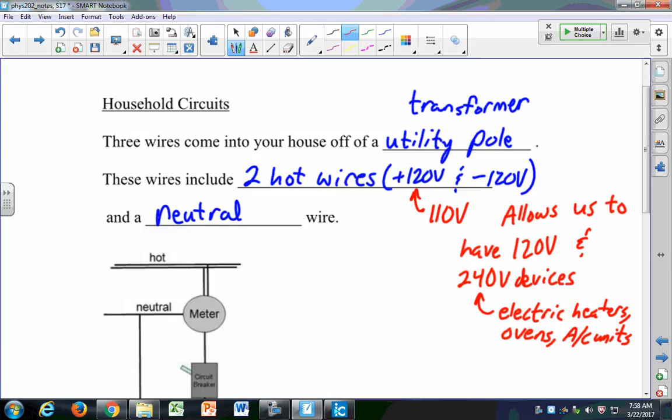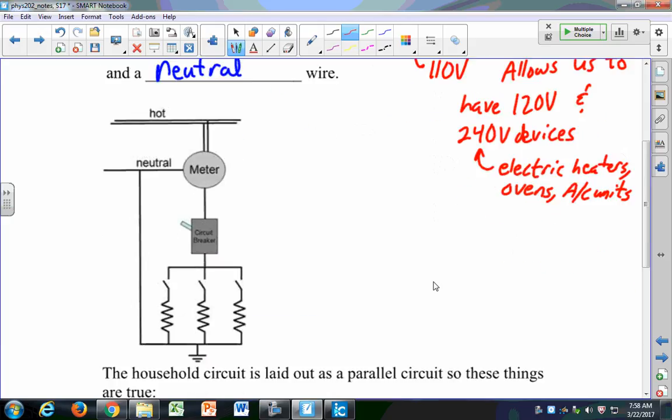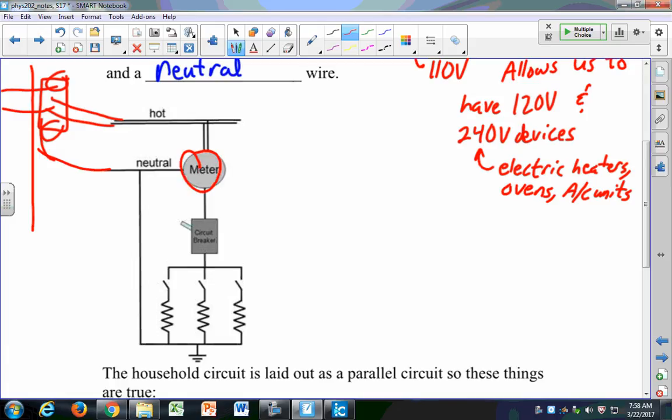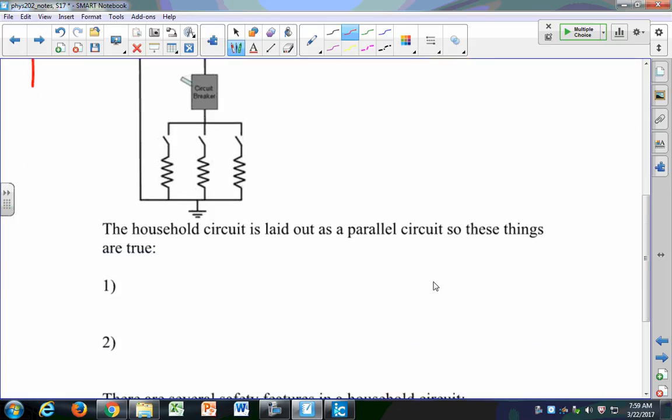Well, at your home, you have these three wires. They come in from your home. Here's your plus 120, minus 120. There's your neutral that comes in. Here's your utility pole. There's a big bucket on top of that, and that's your transformer. And then they come in. They go in through your meter that has those little numbers that move around. You ever look at the dial that goes around, the little merry-go-round? Yeah, so they come in through a circuit breaker, which we'll talk about, and then they go out into your home. And they go into your home as a parallel circuit.